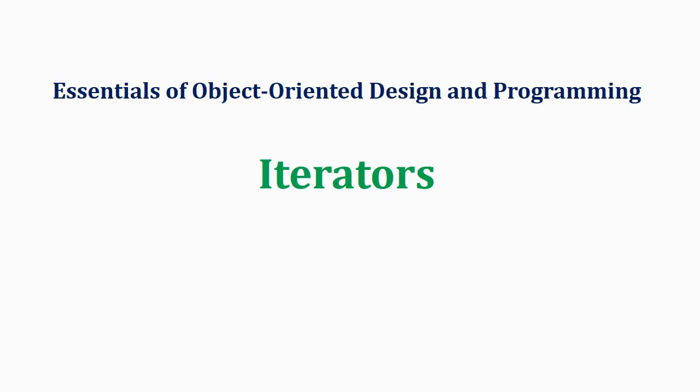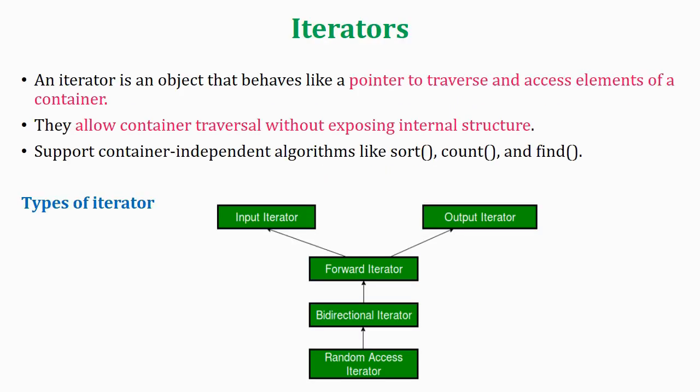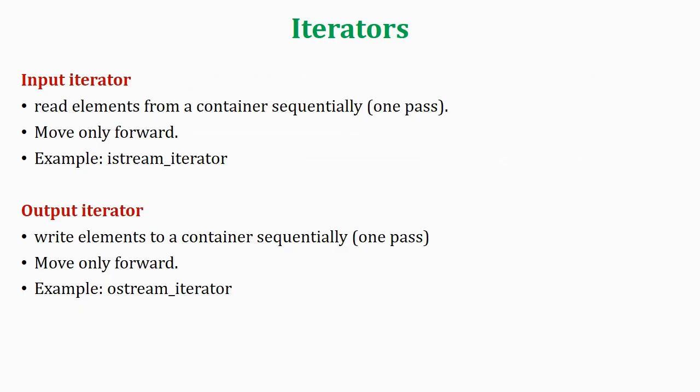In this presentation, we are going to discuss the iterator. What is an iterator? It is an object that behaves like a pointer to traverse and access the elements of a container. It allows container traversal without exposing the internal structure. What are the different types of iterator? Input iterator, output iterator, forward iterator, bidirectional iterator, and random access iterator. We'll discuss one by one.